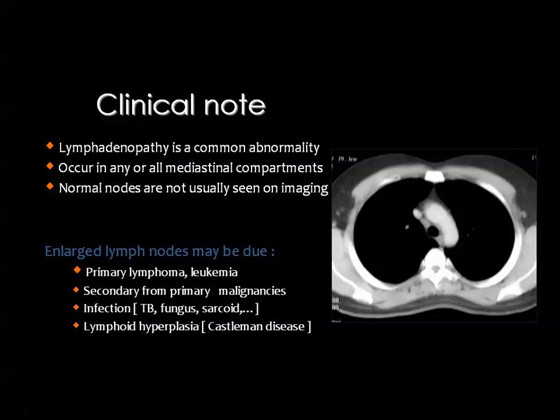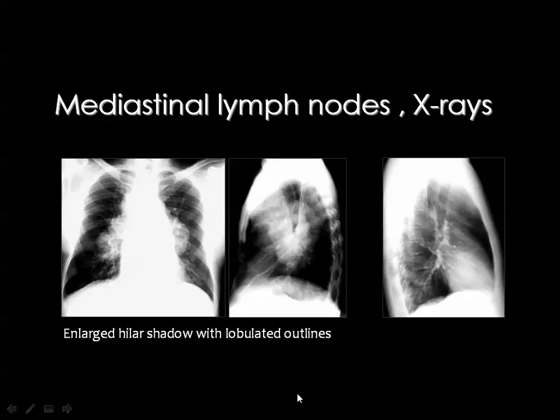Consider that the patient has no other complaint and no known illness or malignant lesion, for example. Then most of the lymph node pathology is considered here. Number 1, the lymphoma. Number 2, the metastatic malignancies. Number 3, infection, considering TB, fungus, and sarcoid. And finally, lymphoid hyperplasia.